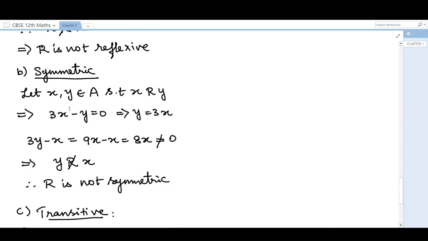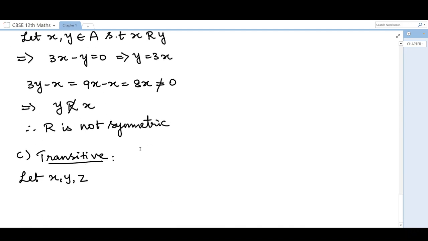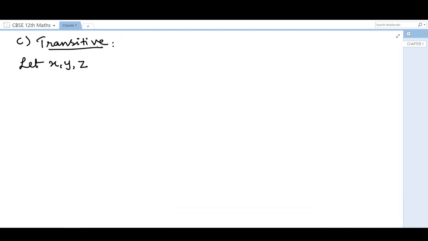So in our case, if you take two elements such that x related to y and y related to z, then we have to prove x related to z. For example, if you take 1, 3, where 1 is related to 3, and 3, 9, where 3 is related to 9, but we don't have the element 1, 9. That is, x related to z is not there. So from this, what we could conclude is the relation R is not transitive. So we can prove this in the general way.